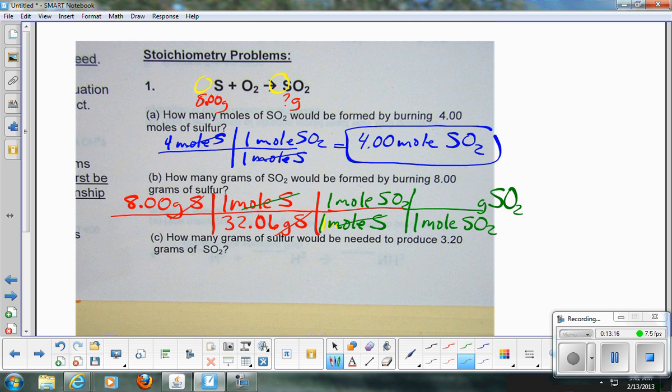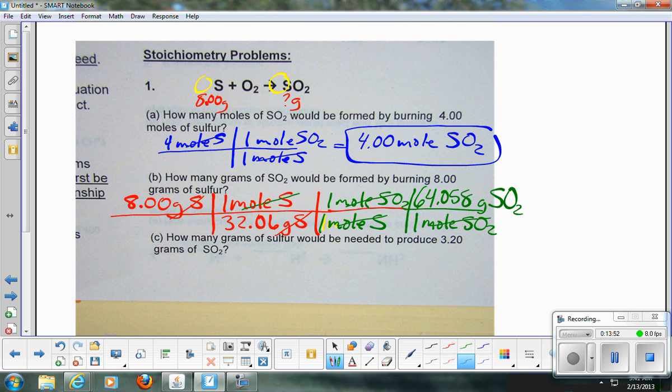You take the 32.06 and add 2 times 15.999. That's what you should get: 64.058.